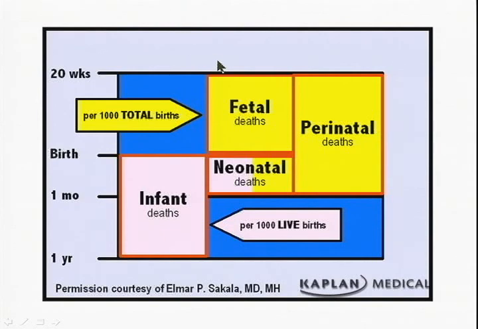Okay, this is just looking at it in a little different form. We're going from 20 weeks to birth to 1 month after delivery to 1 year after delivery. If a death occurs between 20 weeks gestation and birth, we call that a fetal death. If a death occurs to a live born in the first month of life, we call that a neonatal death. Neonatal death combined with fetal death is perinatal deaths. Neonatal deaths are also part of the infant death rates. The fetal and perinatal are per 1,000 total births, and the neonatal and infant deaths are per 1,000 live births. All right.